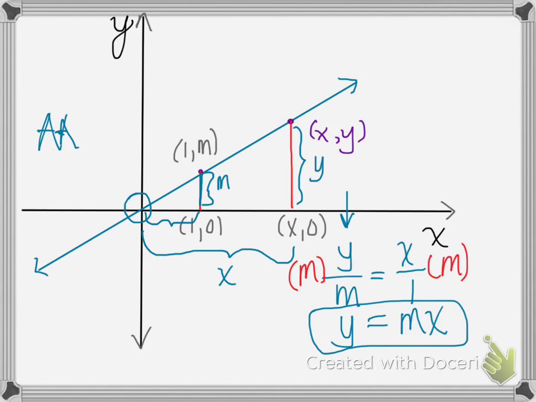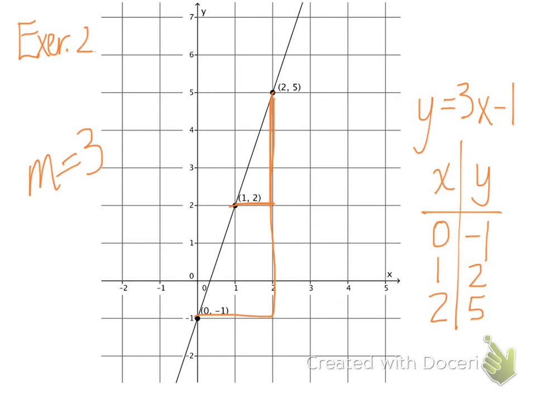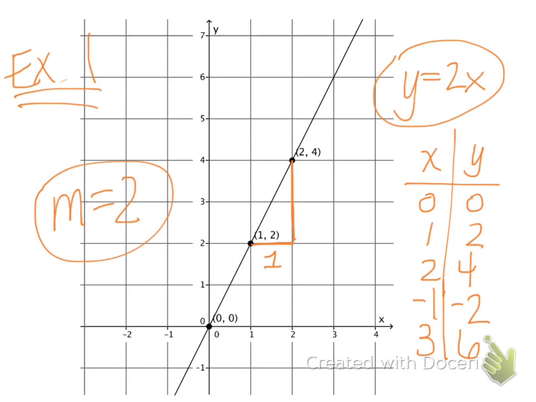Another way to rephrase that: if I have an equation written in this form, y equals some number times x, I know that that number is the slope. So if you turn back to exercise 1, we had the equation y equals 2x, and notice that the slope was 2. So y equals 2x, the slope is 2.